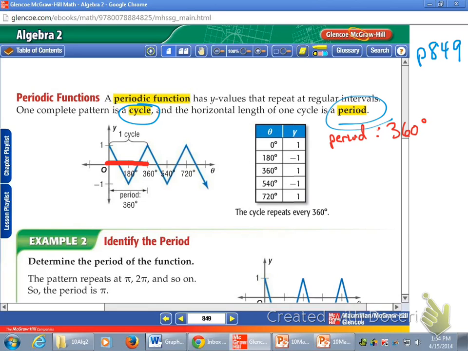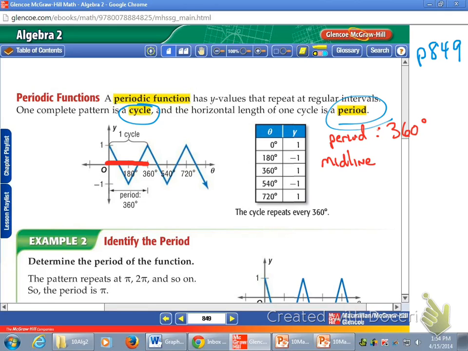All right. So just like it says, the horizontal length of one cycle is a period, and this period is 360 degrees. That's how much length it takes to repeat one cycle. Now something else we're going to talk about is going to be called the midline.